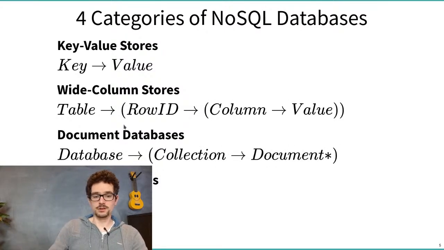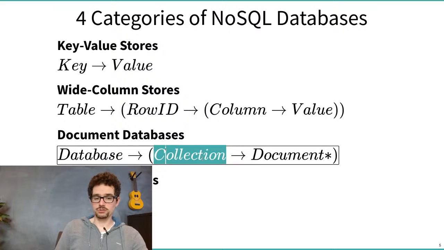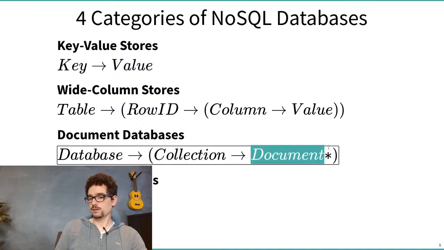Then we have document databases. In a database, we can have multiple databases. We have a collection. So in each database, we have multiple collections. And each collection is a set of documents. A collection of documents. And this document is typically JSON.